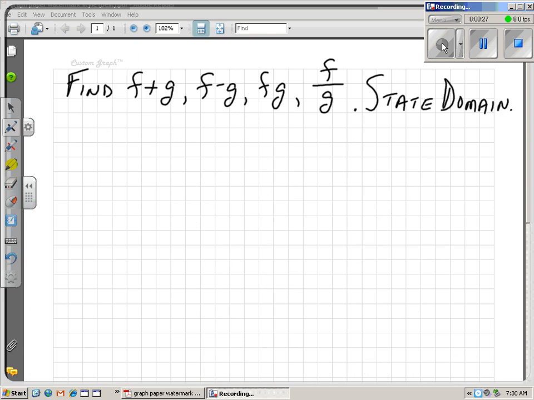All right, here's our instructions. Find f plus g, f minus g, f times g, and f divided by g. And they also want to know the domain of each. They want to know what x's we can put into these functions.